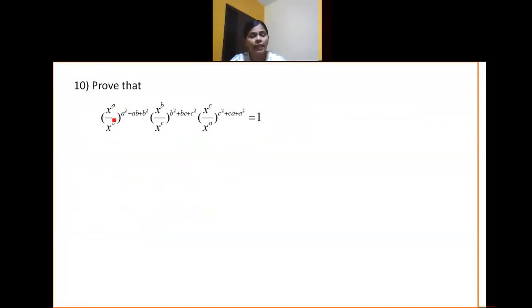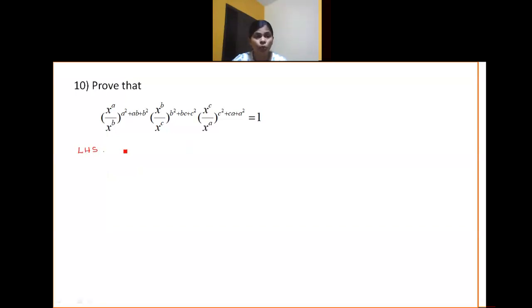Prove that (x^a / x^b)^(a square plus ab plus b square) times (x^b / x^c)^(b square plus bc plus c square) times (x^c / x^a)^(c square plus ca plus a square) is equal to 1. Since we have the question prove that, we need to start from one side and the answer needs to be the other side. So let me begin with the left side, simplify it, and get the answer as the right side. Let me write down the left side first.